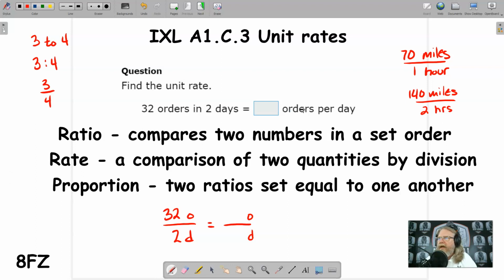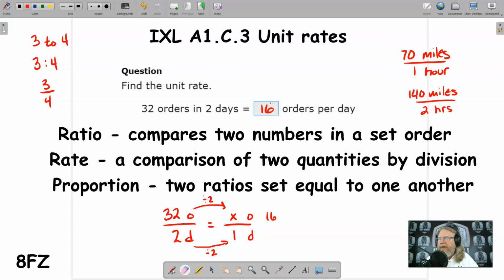So what's missing right here? We're missing the number of orders. In how many days? Well, per day. Notice it says it's plural. It's not X number of days. It's just 1 day. So we end up with 32 to 2 is equal to some number X to 1. Well, what do we do to get from 2 to 1? We divide by 2, right? So over here, we're going to divide this by 2 as well. 32 divided by 2 is going to be 16. So 32 orders in 2 days is equal to 16 orders per day, or in just 1 day.